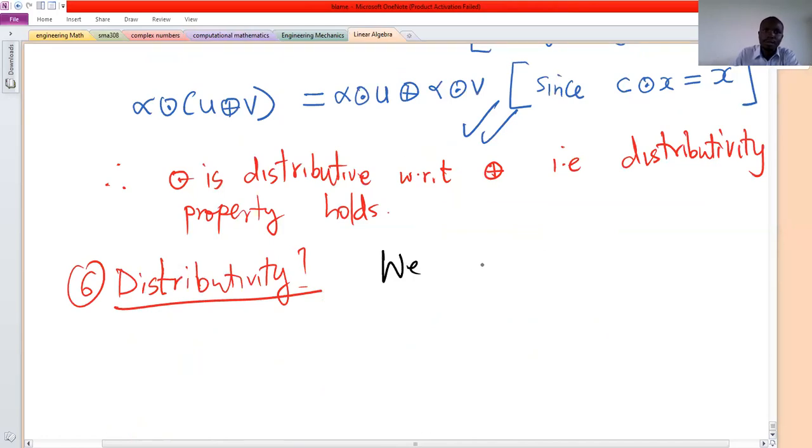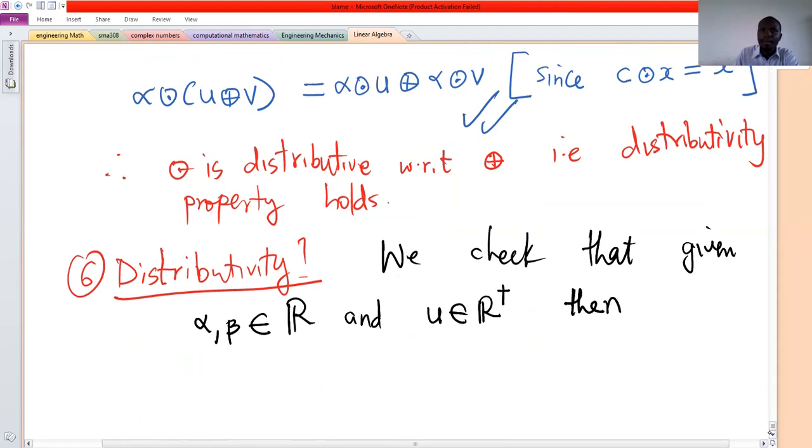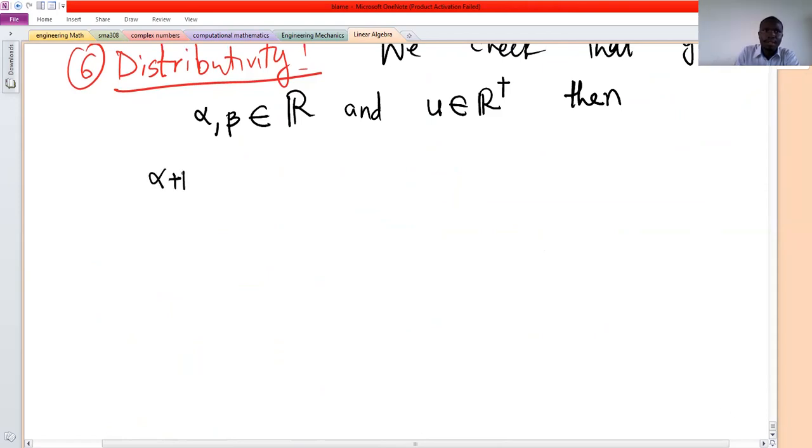So we check that given any two scalars alpha and beta, and you pick an element u in R plus, then if I sum these two scalars, alpha plus beta, and I multiply by u, then I get alpha multiplied by u, and then plus beta multiplied by u.